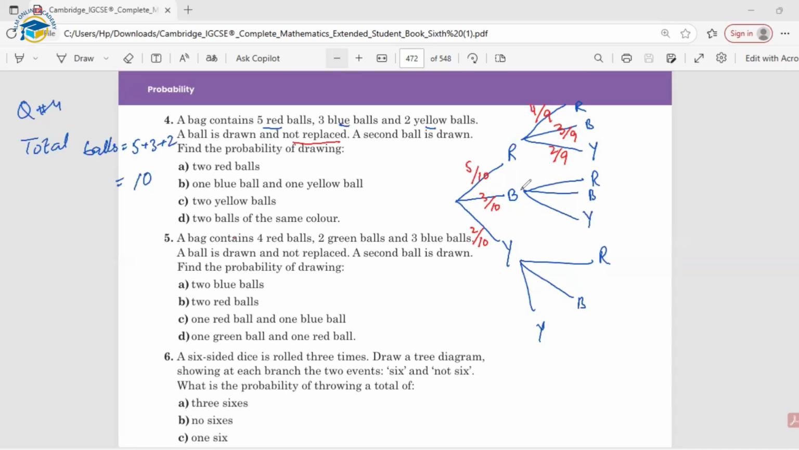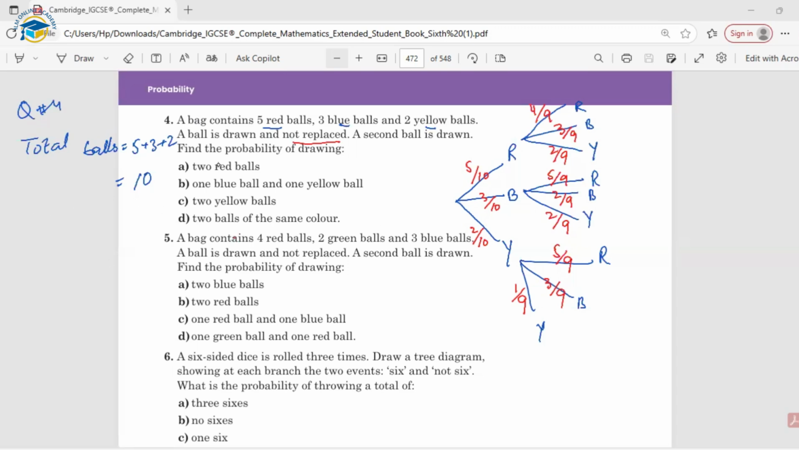Now, as a blue one was picked up, the red one will similarly be 5 out of total 9. For the blue one, as we have picked up one blue, 2 will remain out of total 9. Yellow will be 2 out of total 9. Here we picked up the yellow one first, so red will be 5/9, blue will be 3/9, but yellow will be 1/9. In this way, you can complete your tree diagram. Hope this one is fine.